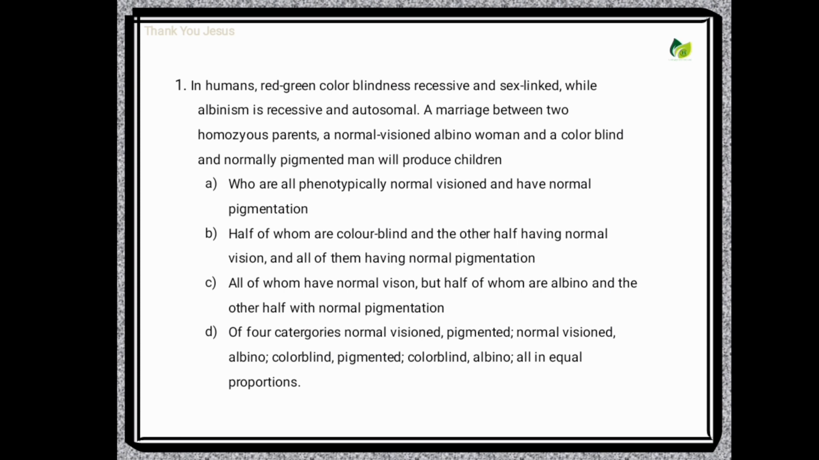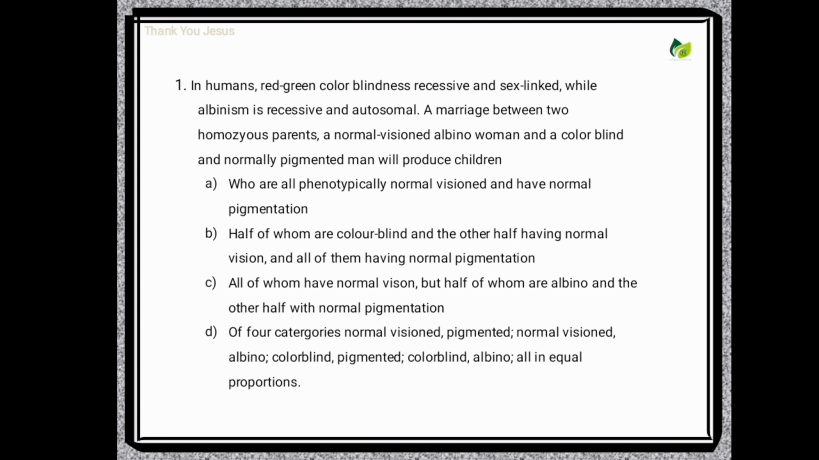Second option, half of whom are colorblind and the other half having normal vision, and all of them having normal pigmentation. Option C, all of whom have normal vision but half of whom are albino and the other half with normal pigmentation. Option 4, of four categories: normal visioned pigmented, normal visioned albino, colorblind pigmented, colorblind albino, all in equal proportions.